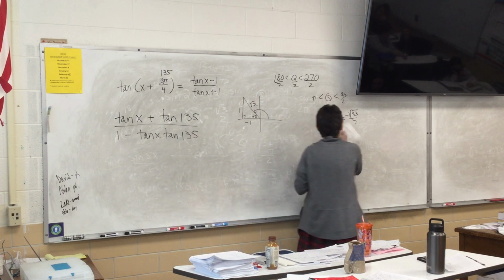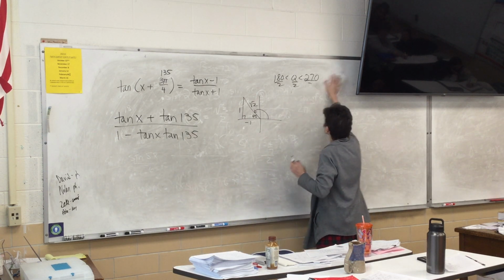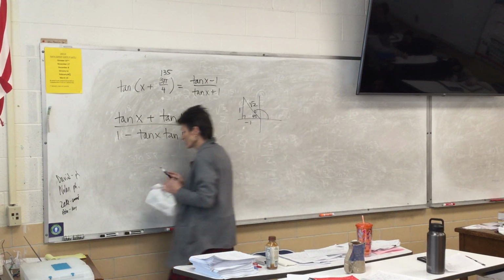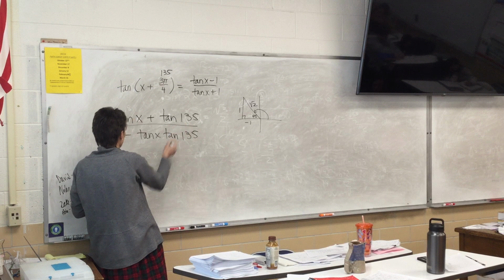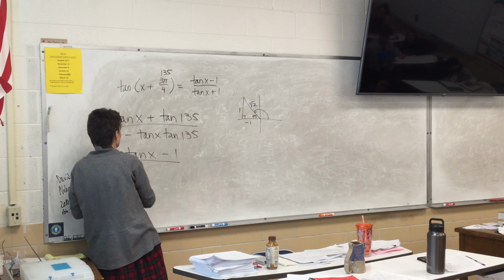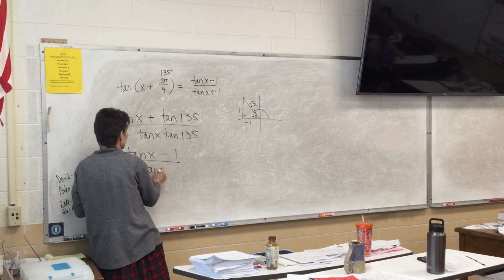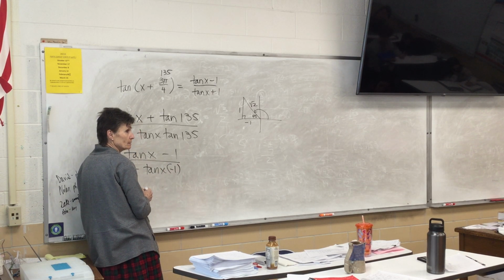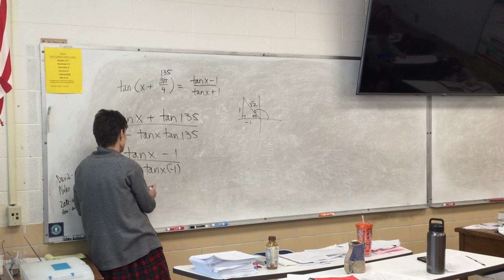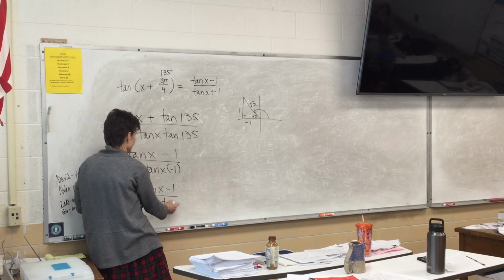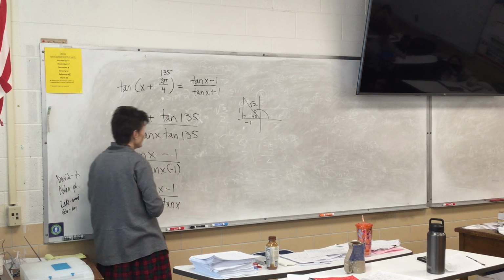So what's the tangent of 135? Negative 1. So I'm going to plug negative 1 in here. I'm going to have tan x minus 1 over 1 minus tan x times negative 1, which is tan x minus 1 over 1 plus tan x, which is what we wanted.